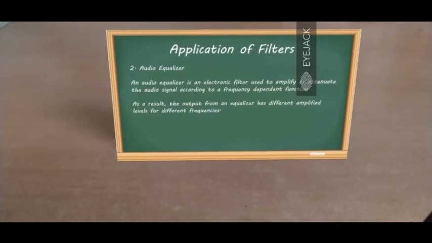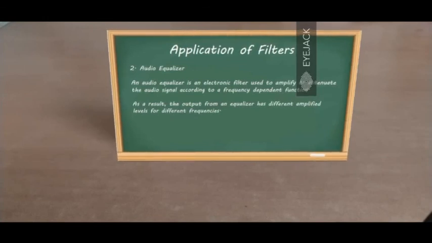So what is an audio equalizer? It is an electronic filter used to amplify or attenuate the audio signal based on a frequency dependent function. So certain frequencies are boosted, certain frequencies are cut, and there is immense flexibility to do so. A user can boost or cut frequencies as per the requirement. And as a result, the output has different amplified levels or attenuated levels for different frequencies. Now this is a whole other topic called equalization filters, which we will discuss in a separate video, where I'll also be demonstrating using some software so that it's easier to understand and grasp.